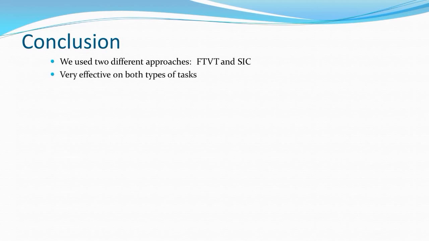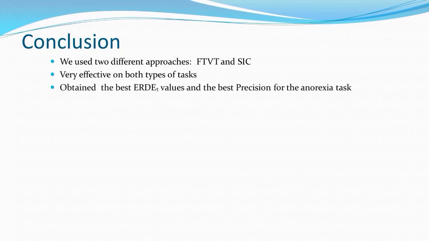To conclude, we mostly see positive aspects to highlight. We used two completely different approaches to deal with both tasks: flexible temporal variation of term value and sequential incremental classification. Both approaches showed to be quite effective on both tasks, obtaining the best ERDE5 values and the best precision value for the anorexia task. That's quite impressive, taking into account that they are completely domain independent and that, although it is true that FTVT's hyperparameters were selected only for depression, they also worked remarkably well for anorexia.